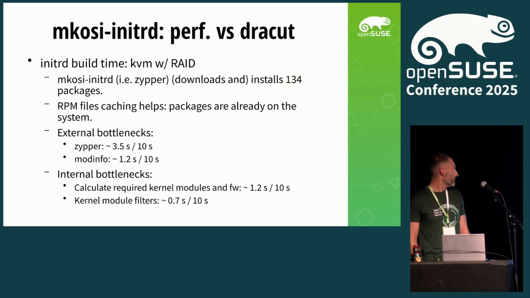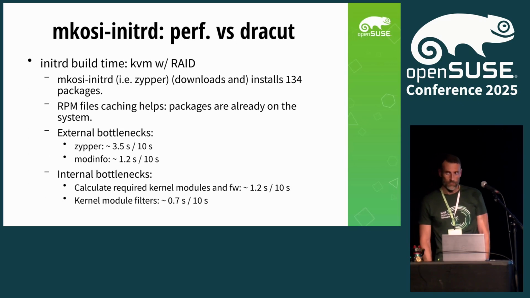So downloading and installing 100 packages takes time. Caching RPM files helps. And the bottlenecks are external zypper and modinfo, and internally, some parts related to kernel modules.